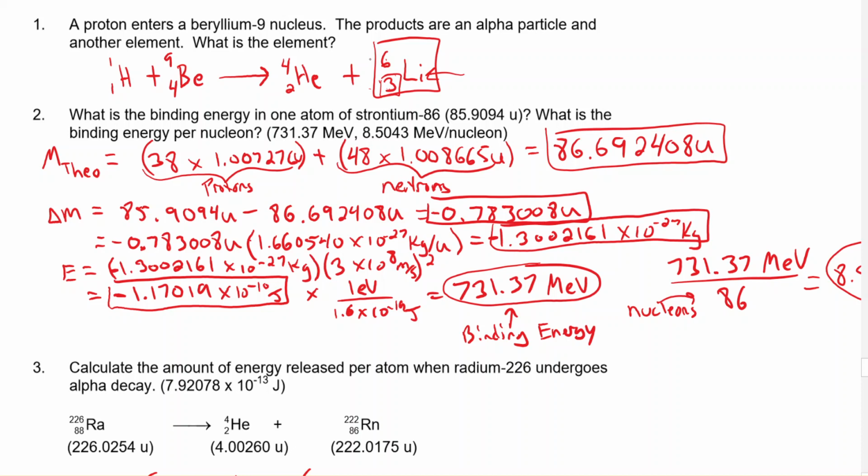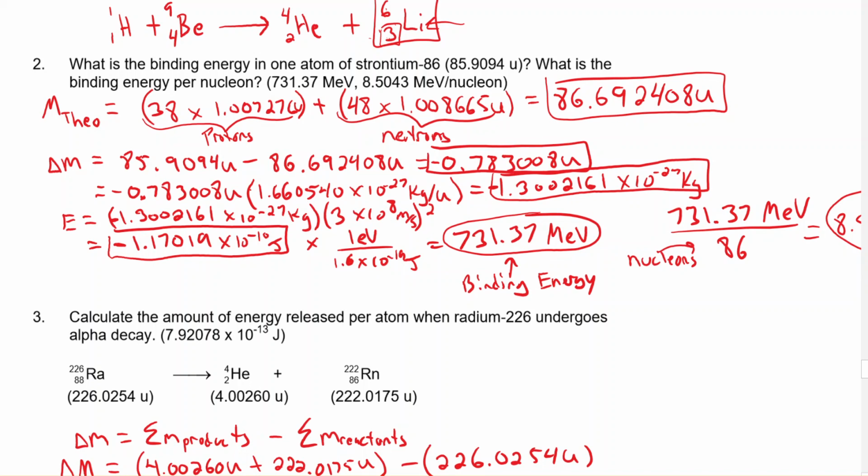Okay, next one. What is the binding energy in one atom of strontium 86? And they give you the mass in atomic mass units. What is the binding energy per nucleon? All right, so what we had to do first was figure out the binding energy of the whole thing, and then really per nucleon. I'll cut to the gist here.